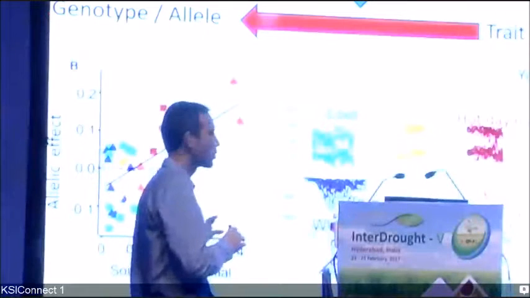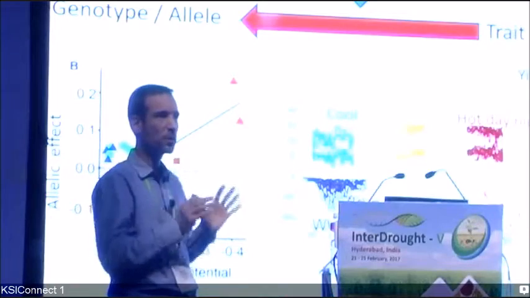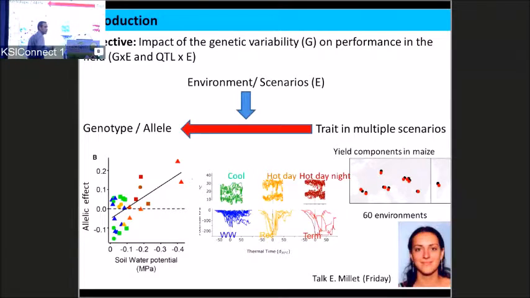Another example you will see in the talk of Émilie Millet. She analyzed yield components in 60 environments with maize, with really well-defined environmental conditions, and she also found a really robust relationship between the effect of allele and environmental condition. So here again, we can imagine that if this relationship is robust in a new environment, we can guess what will be the effect of this allele.